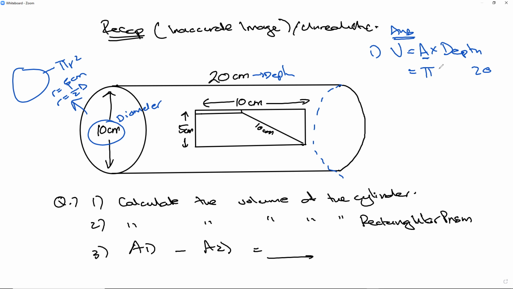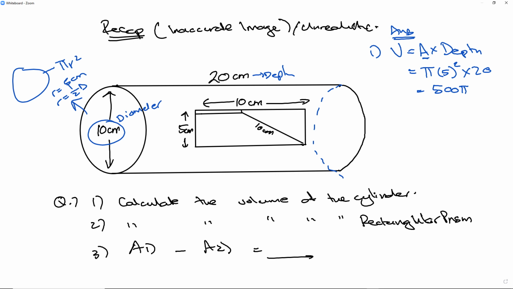So pi r squared is going to be pi times 5 squared. We need the radius to get the area if we have the diameter. Multiplied by 20. We can keep it as pi depending on the question and round it off. It didn't really state any rounding in this question. So I got 25 times 20, which is going to be 500 pi.